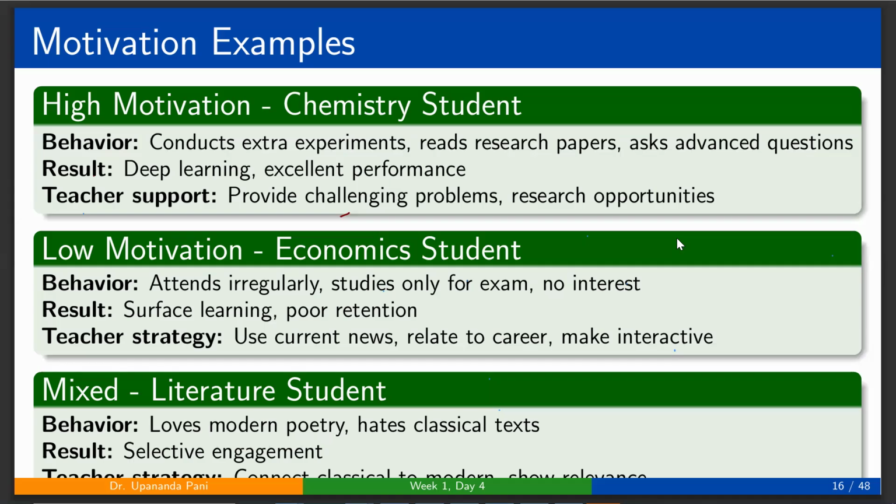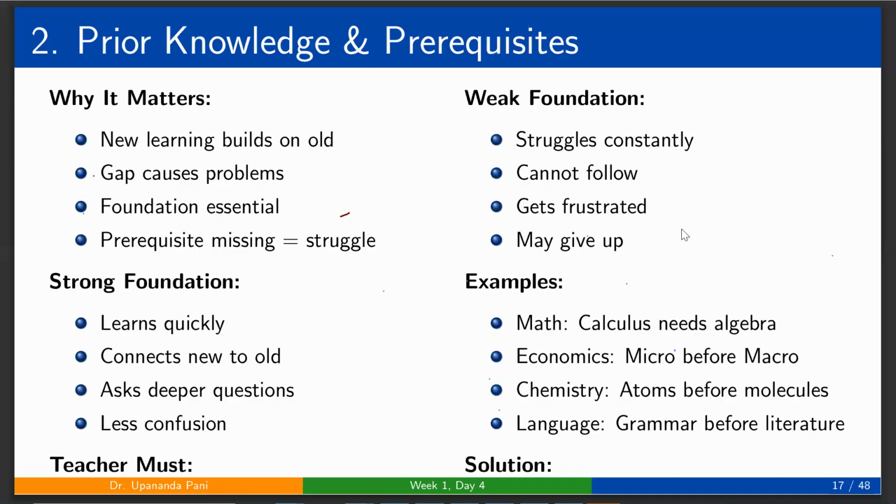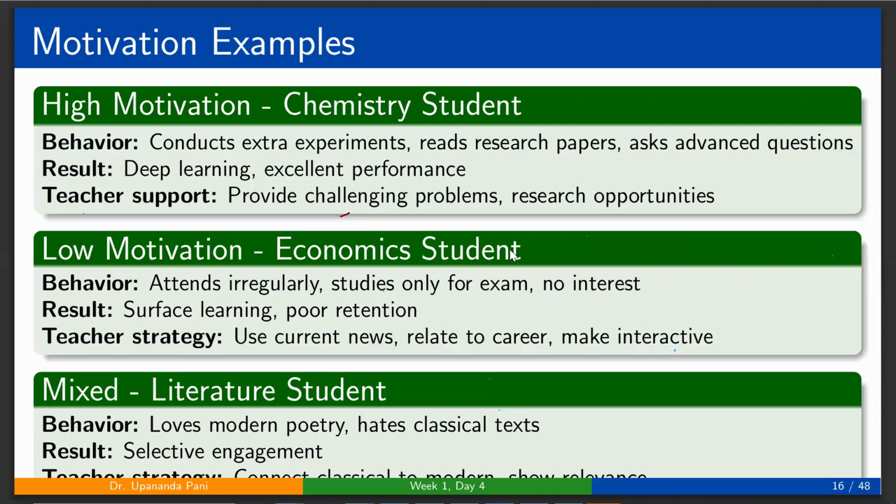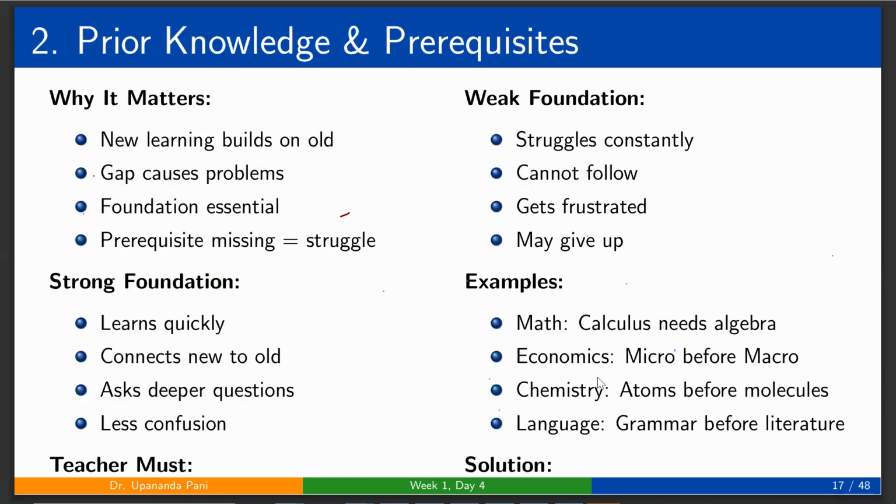Now, as a teacher, what should our strategy be? Our strategy is to use current news, relate it to careers, and make it interactive. Then only can you influence a student who has low motivation, and inspire them. Even in some faculty interviews, they ask this kind of question: if your students have low motivation, how will you improve your teaching?